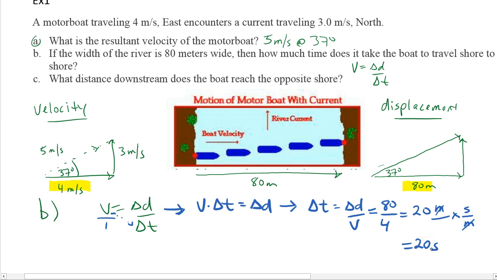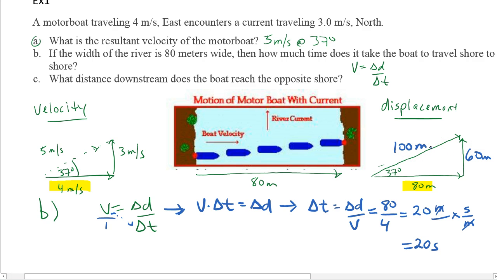And you can also just use the triangles. 4 times what gives me 80? In the sense that the sides are proportional in similar triangles, 4 times 20 gives me 80. So very quickly you can say, well, what are the other lengths? This side, 3 times 20, would be 60. 5 times 20, this would be 100. Now what questions would those answer?